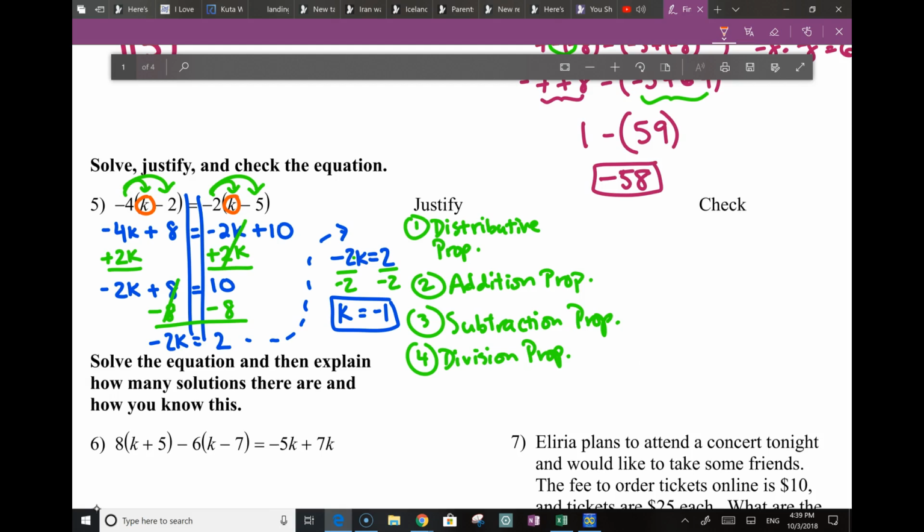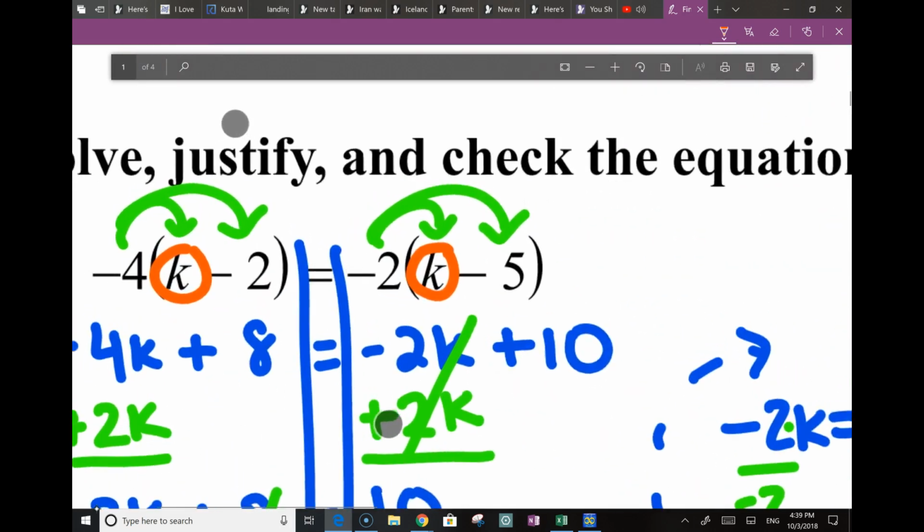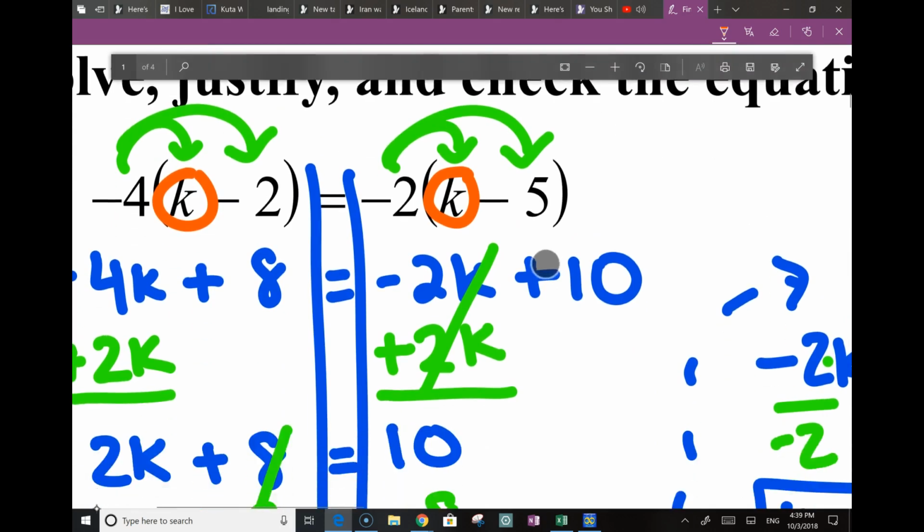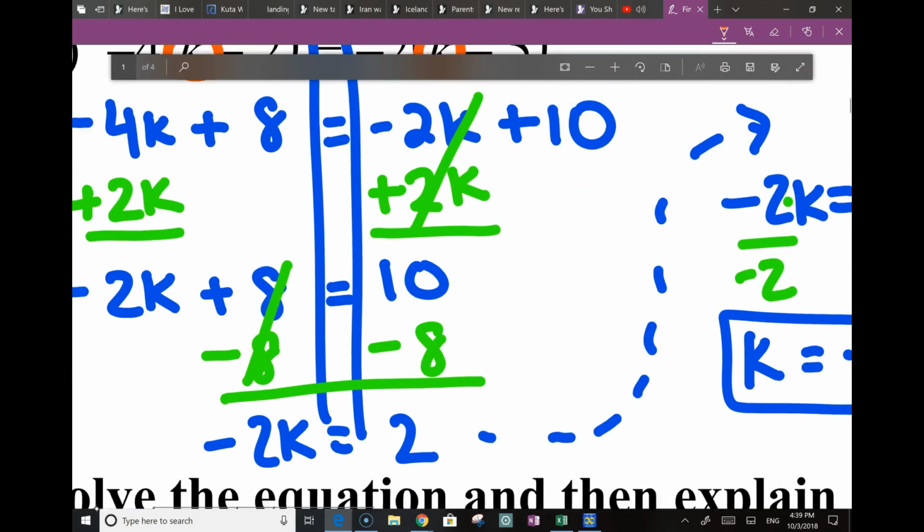So look at the right side. I'll do it there. This becomes -4 times -1 minus 2. And on the right side, we have -2 times -1 minus 5. A common mistake is when doing an answer check, some students tend to go back to the original equation and solve it all over again. You don't want to do that.